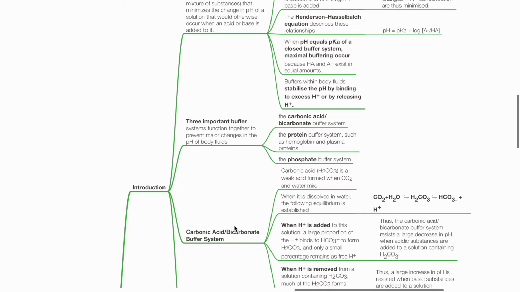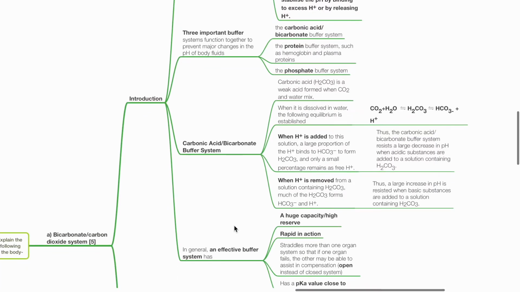Three important buffer systems function together to prevent major changes in pH of body fluids: the carbonic acid bicarbonate buffer system, the protein buffer system such as hemoglobin and plasma proteins, and the phosphate buffer system. The carbonic acid bicarbonate buffer system.